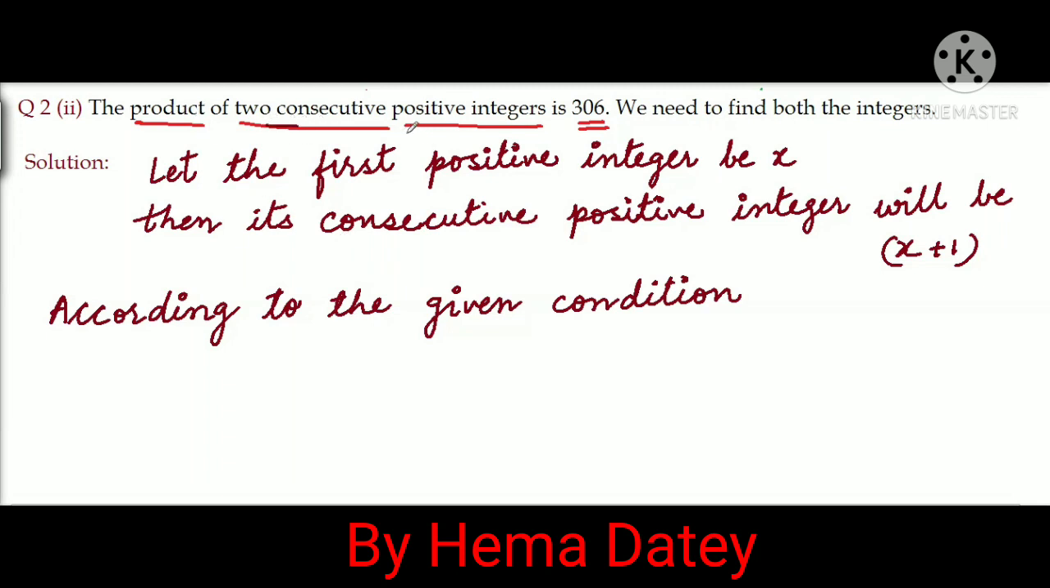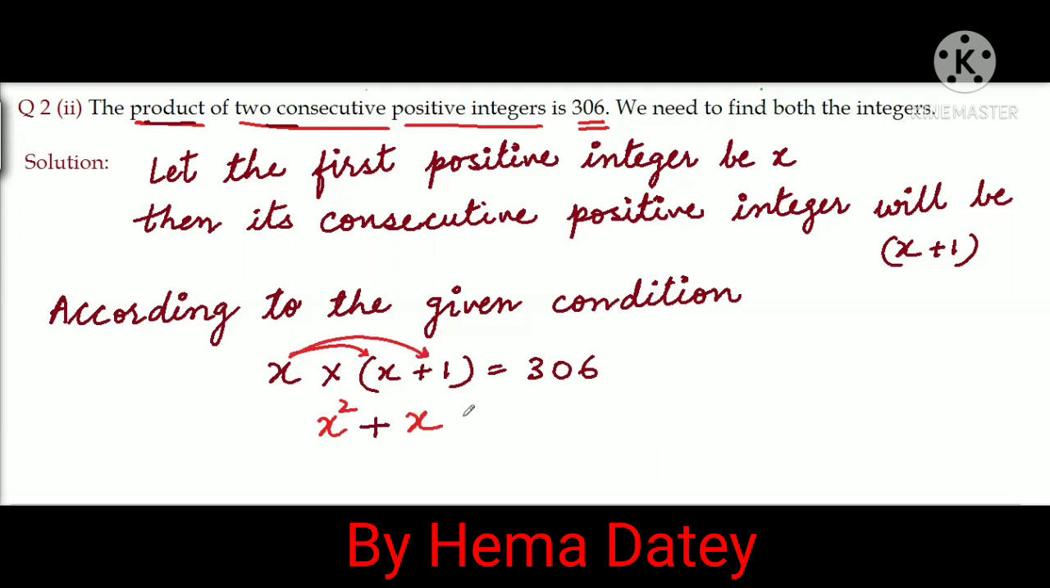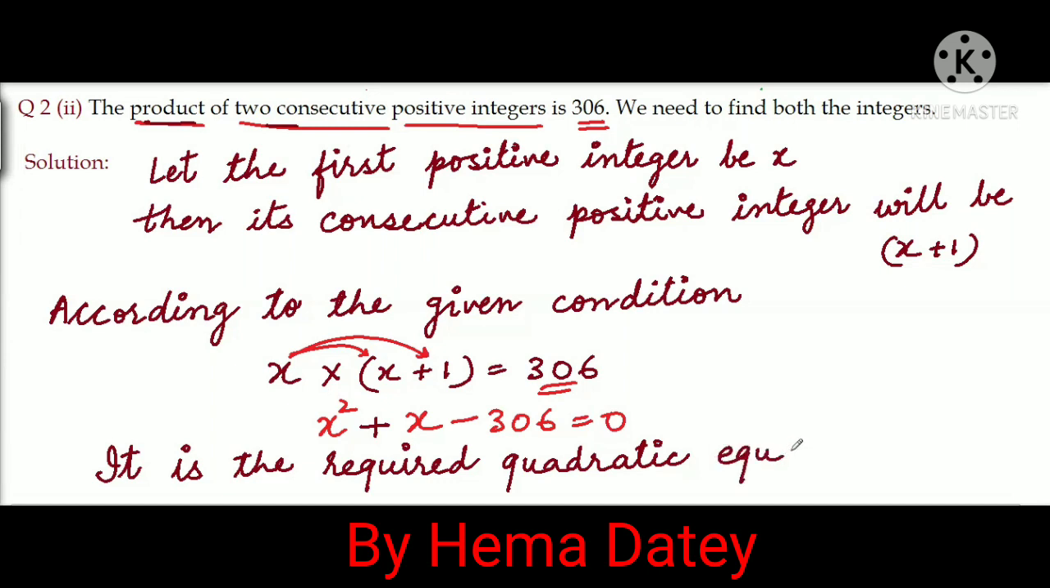Now according to the given condition, the product of the two consecutive positive integers is 306, means first integer multiplied by second integer is equal to 306, means x multiplied by x plus 1 is equal to 306. We'll get x square plus x minus 306 is equal to 0. It is the required quadratic equation.